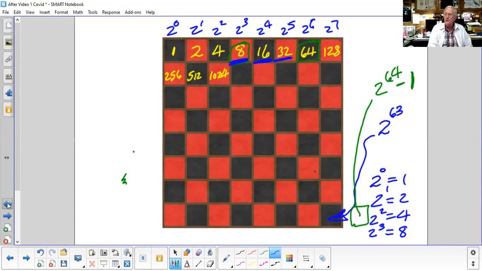What's the power of 2 up there? The power of 2 is the number of times you folded the sheet of paper, right? In other words, if you fold a piece of paper 6 times, you'll have 64 layers of thickness. 7 times, you'll have 128. 8 times, you'll have 256 layers of paper. It's like stacking 256 pieces of paper on top of each other, right? Okay? You get the idea, right?